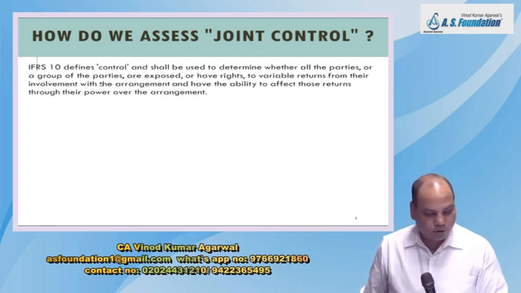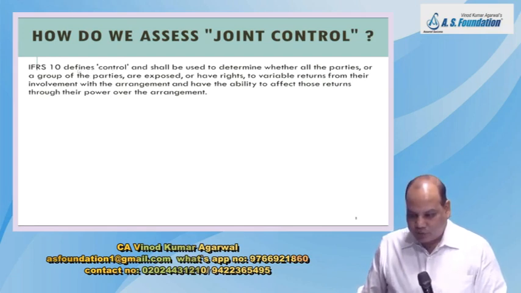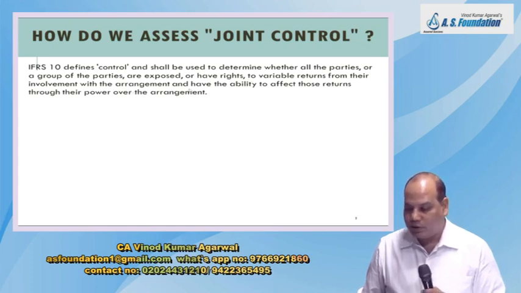So now I have written a long paragraph on how we assess joint control. First, we'll go to IFRS 10, see the definition of control, and see which parties have control. IFRS 10 defines control and shall be used to determine whether all the parties or a group of parties are exposed to, or have rights to, variable returns from their involvement with the arrangement and have the ability to affect those returns through their power over the arrangement.